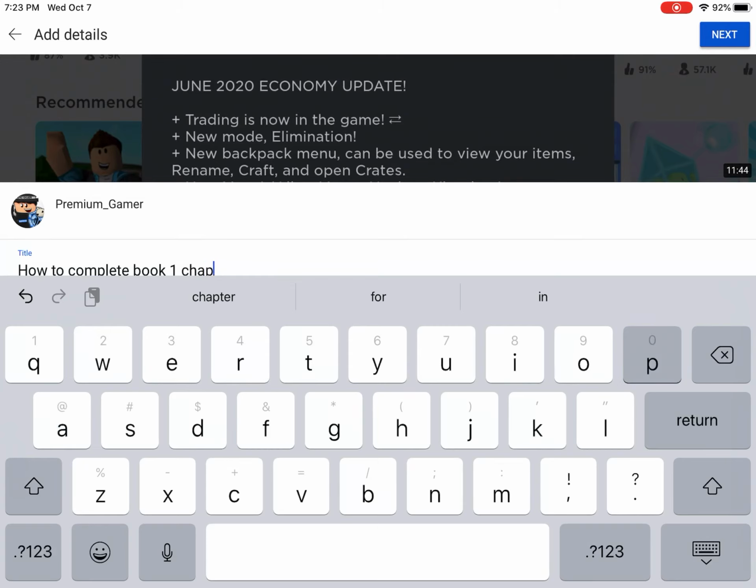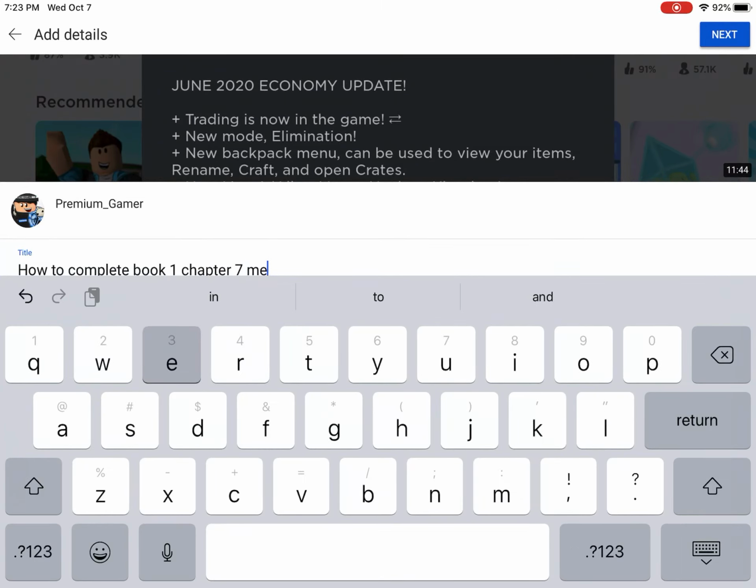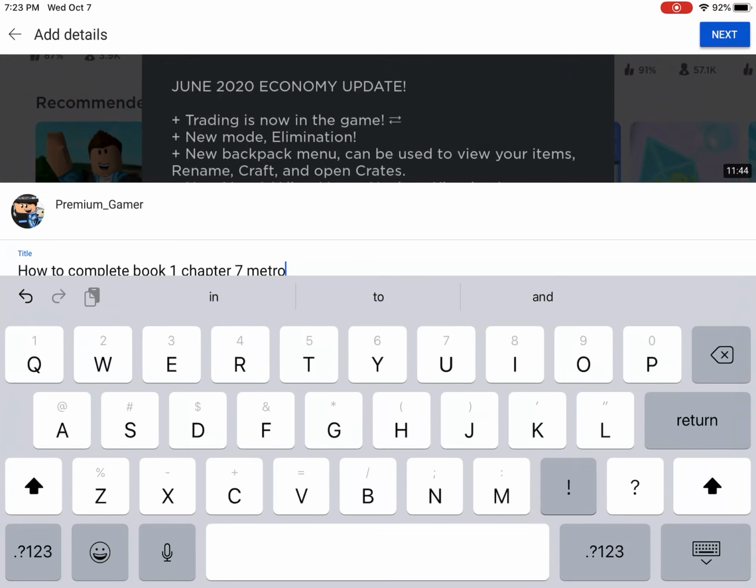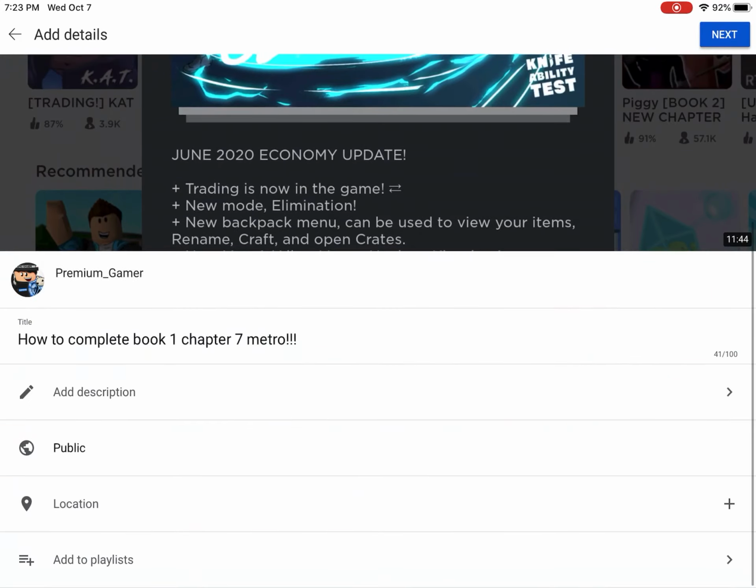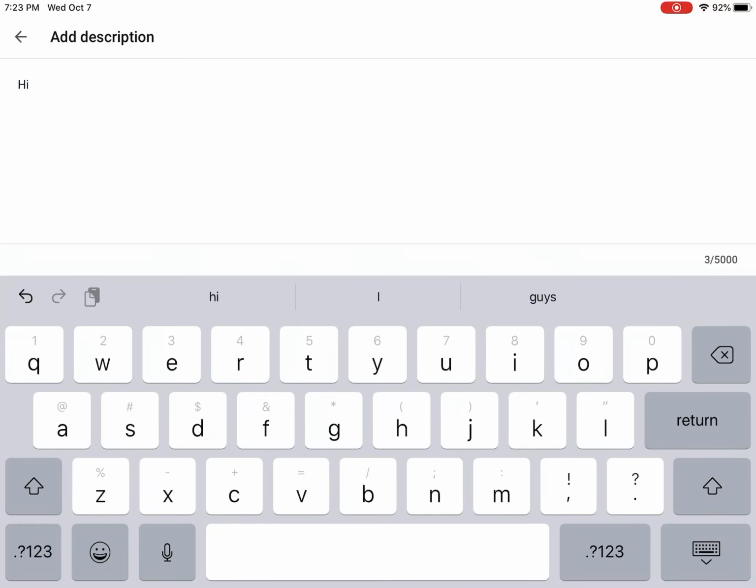Book 1, Chapter 7, Metro. Then add the description.